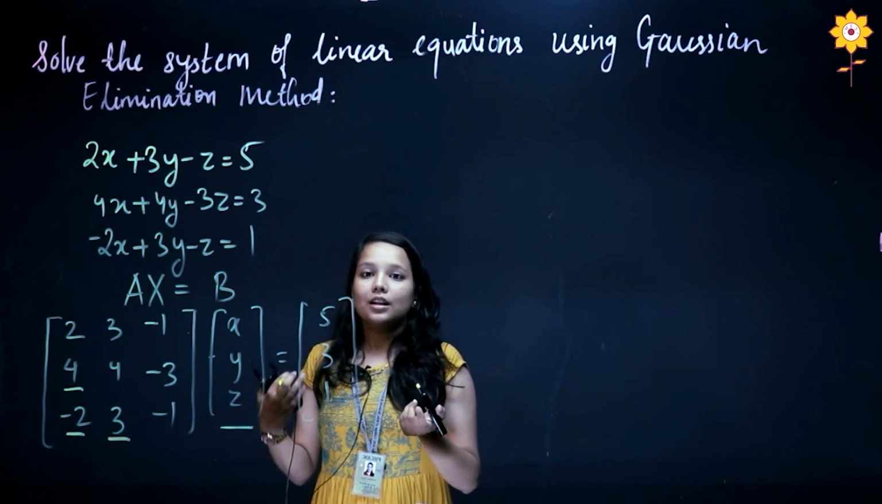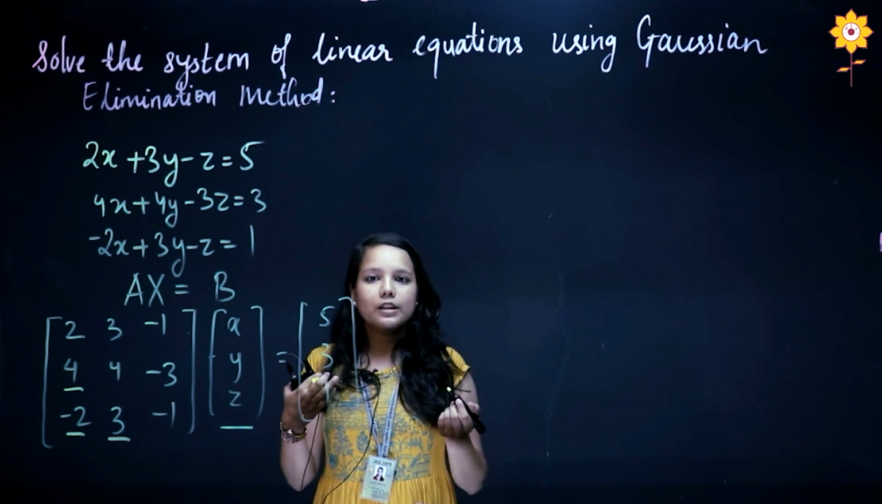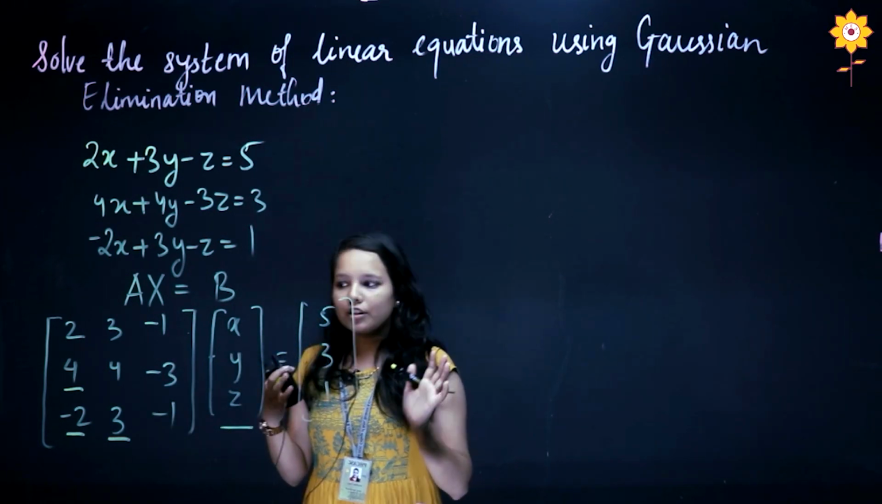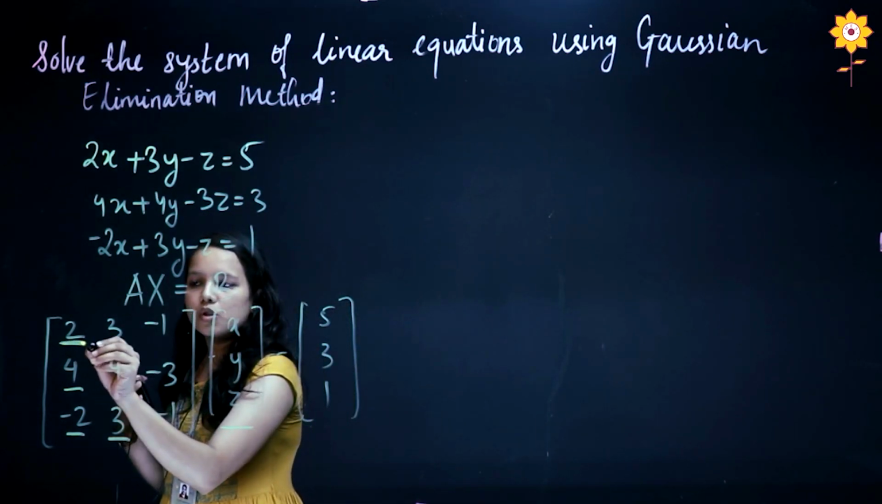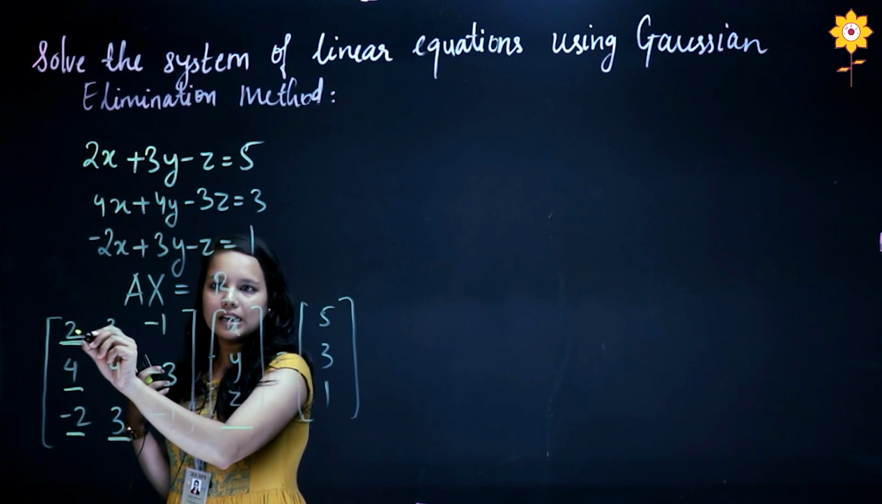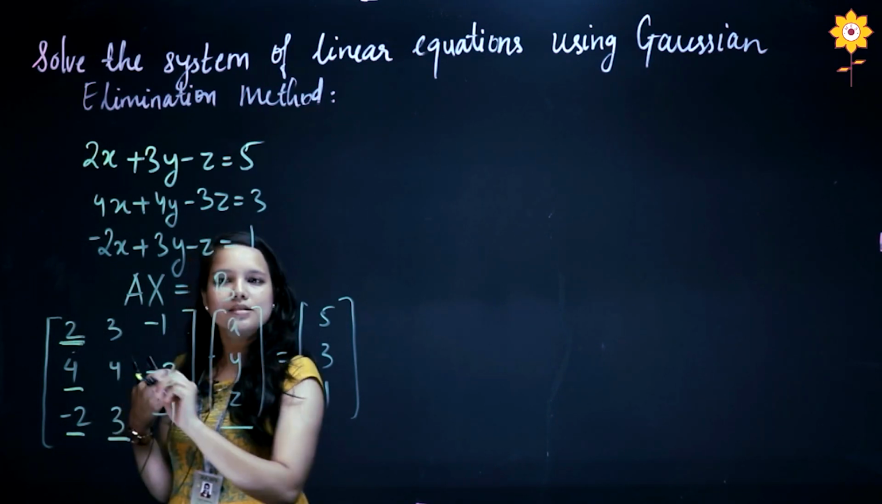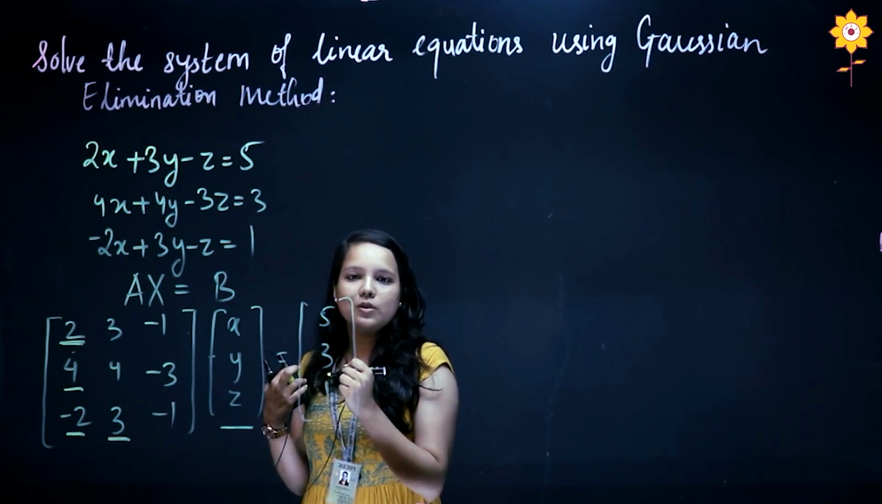So for that we have to do the row operations. We'll be performing row operations here to make these 3 terms 0. The very first row operation I am going to do: see, this is 2. Using this 2, the row 1 element, I am going to make this 4 and this minus 2 as 0. So what can we do to make this 4 and minus 2 as 0?